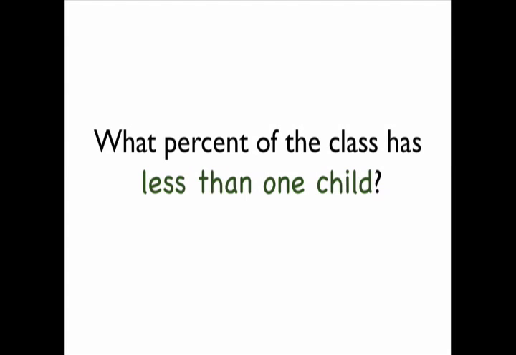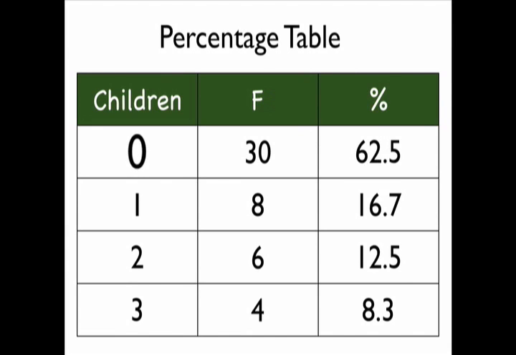What percent of the class has less than 1 child? Less than 1 means smaller than 1. The only data value that is smaller than 1 is 0. 62.5% of the class has less than 1 child.